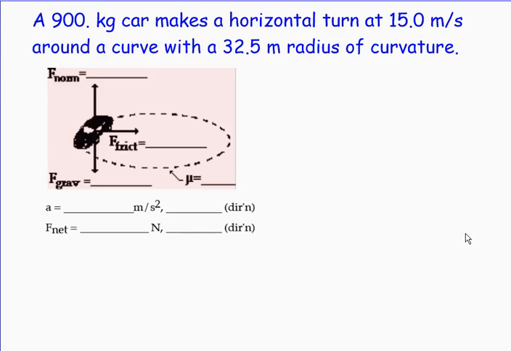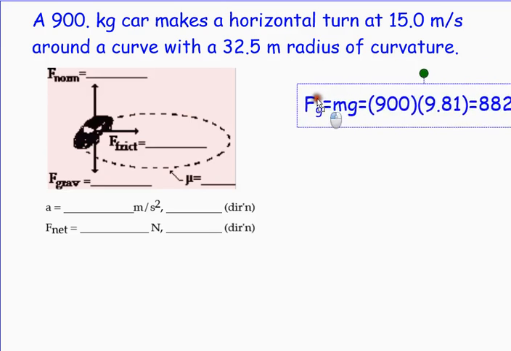Our first question has a 900 kilogram car making a horizontal turn at 15 meters per second around a curve with a 32.5 meter radius of curvature. And we're asked to find the normal force, the gravitational force, the frictional force, mu, the acceleration, and the net force. Now, the easiest thing to find would be gravitational force, because we've been doing that for a while.